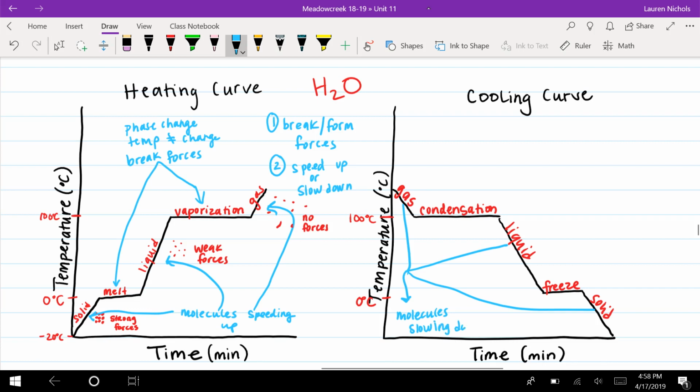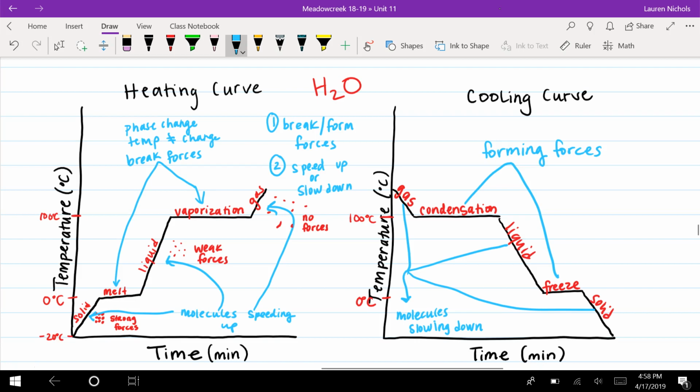And the reason why you know they're slowing down is because the temperature is getting lower. If the temperature is going down, the molecules are slowing down. If the temperature is going up, the molecules are speeding up. Whereas here at condensation and freezing, this is when you are forming or making the new forces, because you're going from the gases, which are spread very far apart, to the solid, which is very close together.